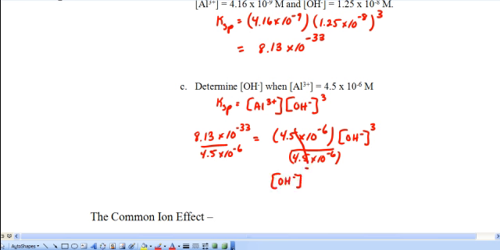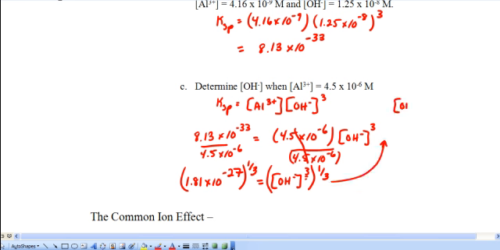The hydroxide ion concentration cubed will equal 1.81 times 10 to the negative 27. We're not done yet because we are cubing this, so we have to undo that cube by using a cube root or a 1/3 power. And we'll go ahead and finish the calculation up here. The hydroxide ion concentration will equal 1.22 times 10 to the negative 9, and we are in concentration here, so this will be molar.